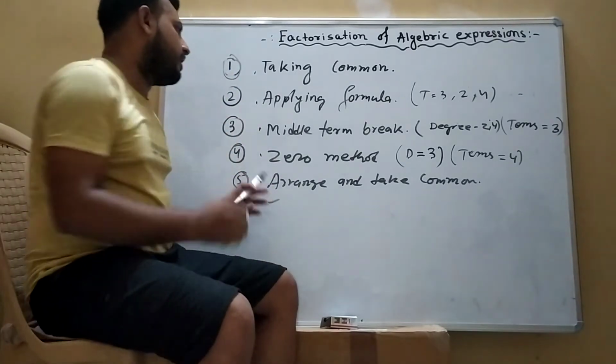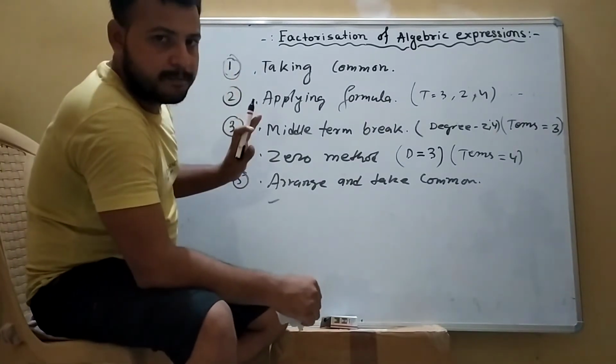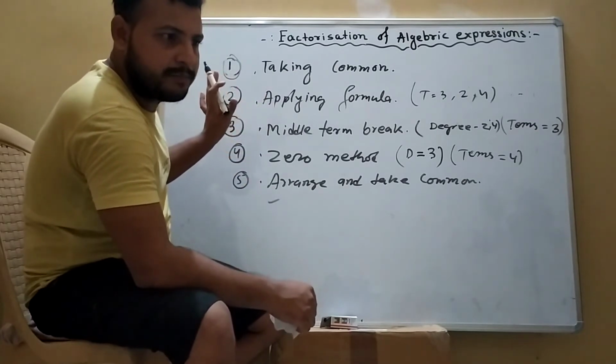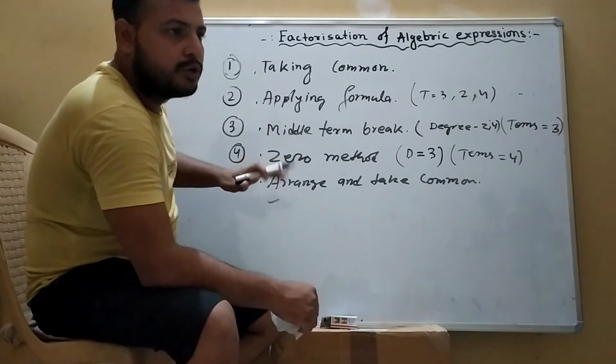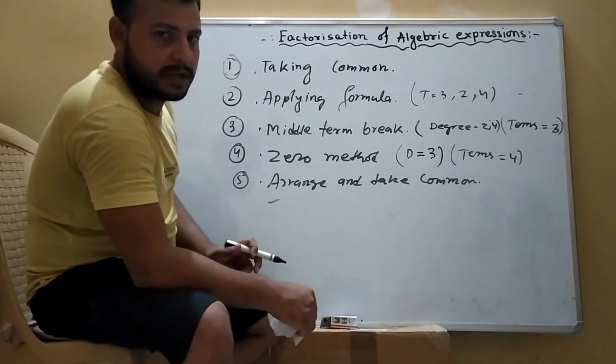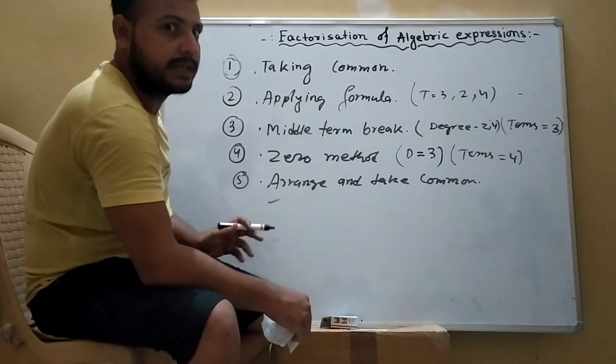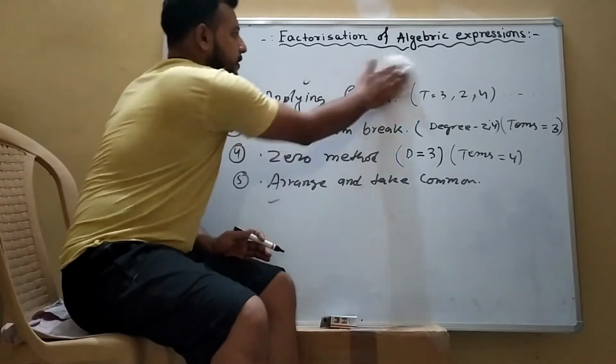This order you can't find in a book. This is not given in any book. So I think this video will help you to understand factorization of algebraic expressions for class 8, 9 and 10 basically. So now we will see an example.